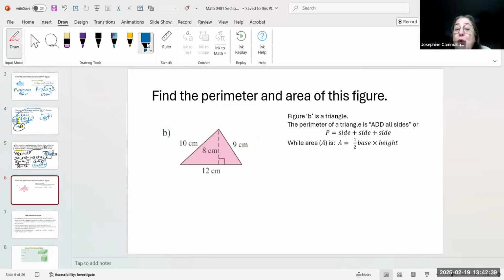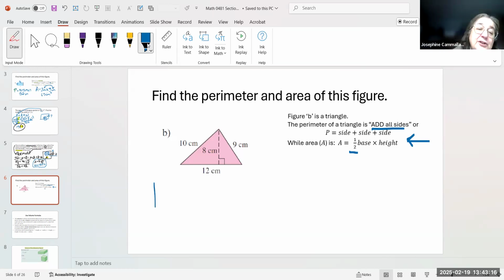Okay. Now, another figure that you're going to see is right here. This is a triangle. Now, you are expected to know this formula. Remember, perimeter is add all the sides, and a triangle has 3 sides. And the area, well, this has a special formula. It has a fraction, 1/2 the base times the height. That means I'm going to multiply the base times 1/2 and then multiply the height.